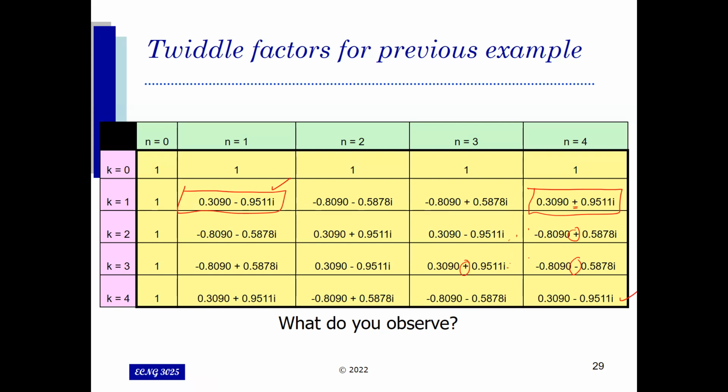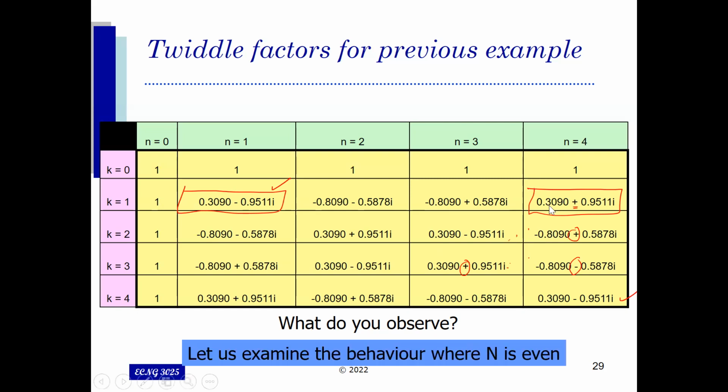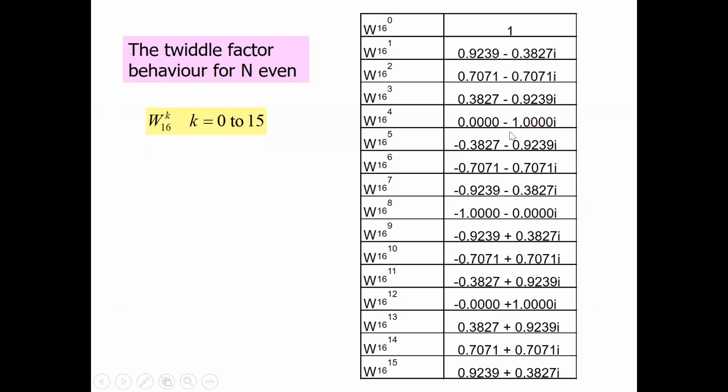So you see there are patterns here, but this is where we have 25 values, which is not a useful number. Let's see what happens if N is even. Here the twiddle factors, I've picked an even number, 16. So I'm computing N equal to 16, so K going from 0 to 15, and N is also going from 0 to 15.